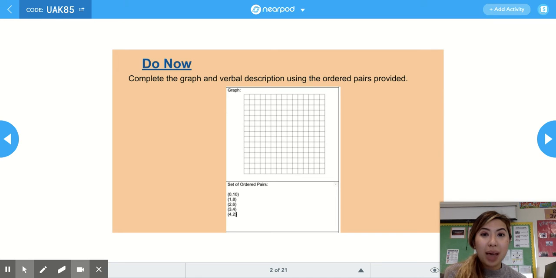Welcome to today's math lesson on writing non-proportional equations from verbal descriptions. Our do now is to complete the graph using the ordered pairs provided. So we have (0, 10), (1, 8), (2, 6), (3, 4), and (4, 2).